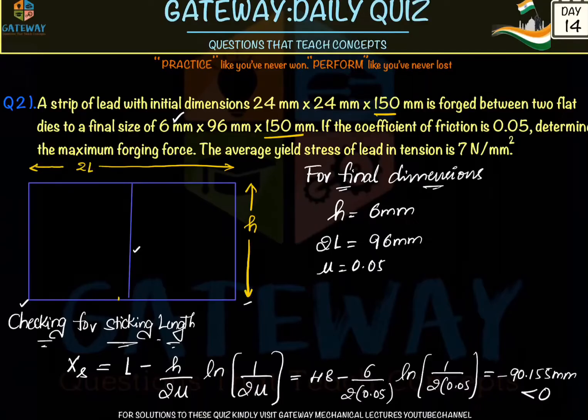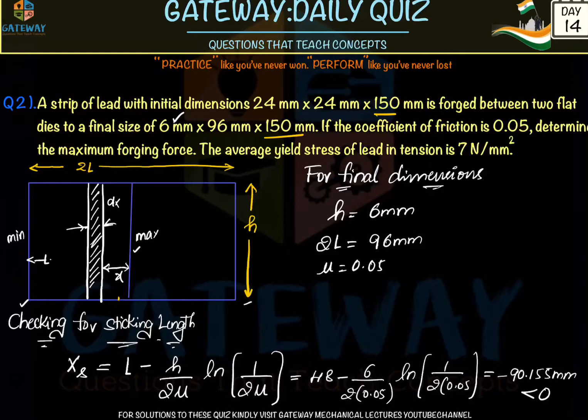For this we will be taking a strip. Suppose here it will be maximum and here it will be minimum, 0, right? And in between it is varying. So for varying, we'll take a strip here. The strip has a thickness of dx and it is at a distance of x from the maximum, right? And if this is x, then this complete distance will be L minus x, right?